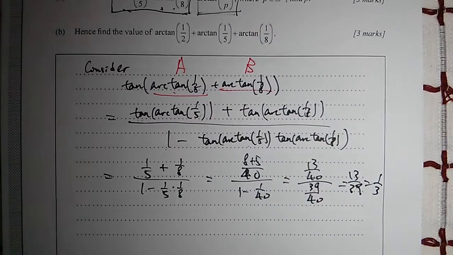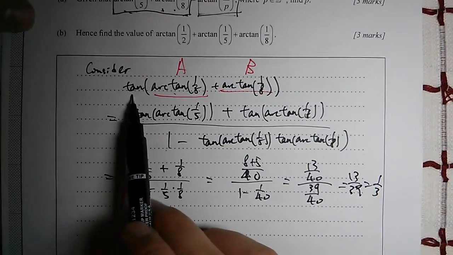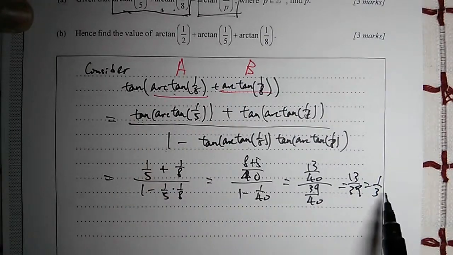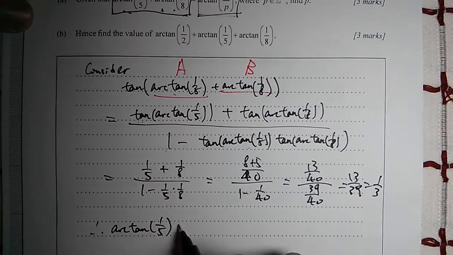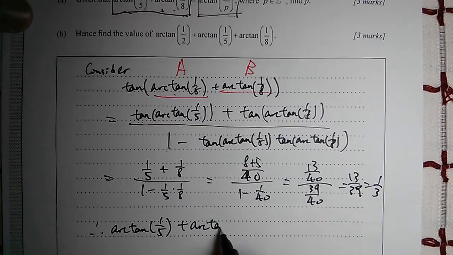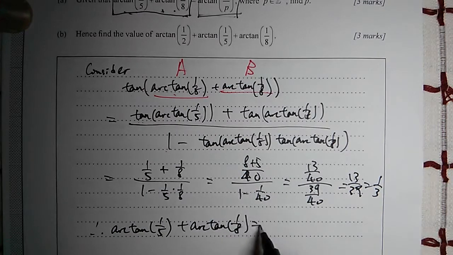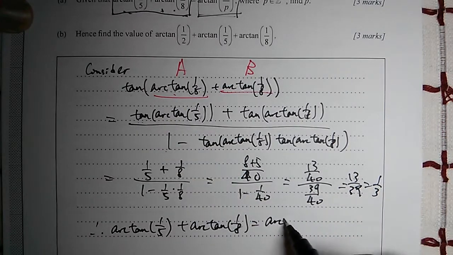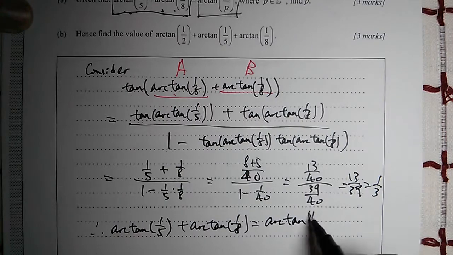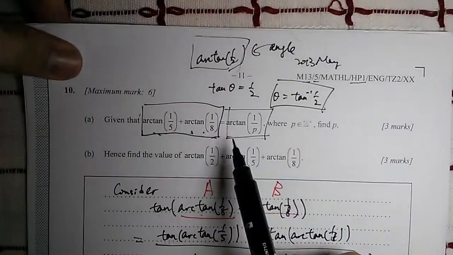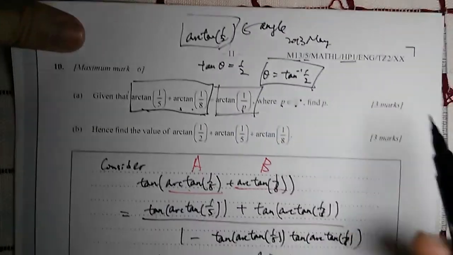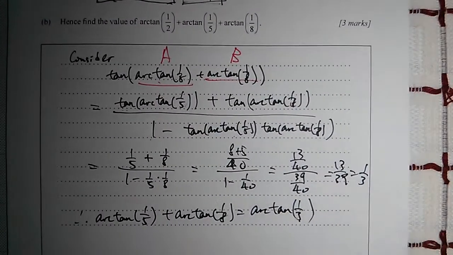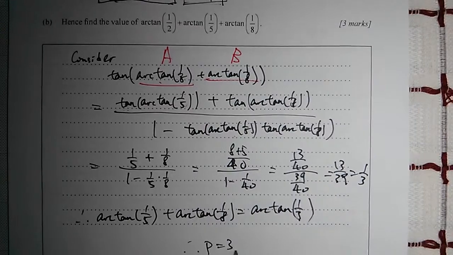So what do we get here? We got the tangent of the two angles added up equal to 1/3, so that obviously means arctangent 1/5 plus arctangent 1/8 equals arctangent 1/3. The question wants you to give your answer in the form arctangent 1/p, where p is a positive integer. Oh, we are done. P is 3.